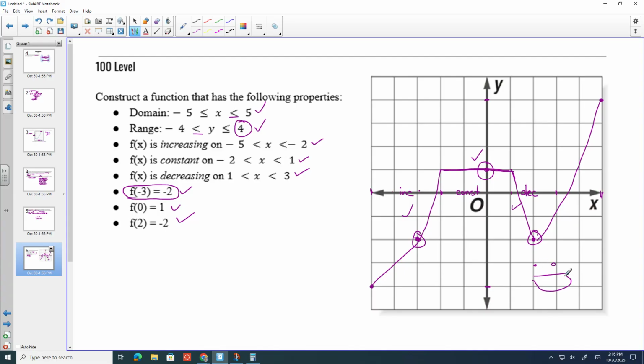Now, of course, does every graph have to look like that? Not necessarily, but they're probably going to look pretty similar in order to meet all the requirements. And so there you have it. There is the work through of our 6 questions for the first topic 1.5 checkpoint.